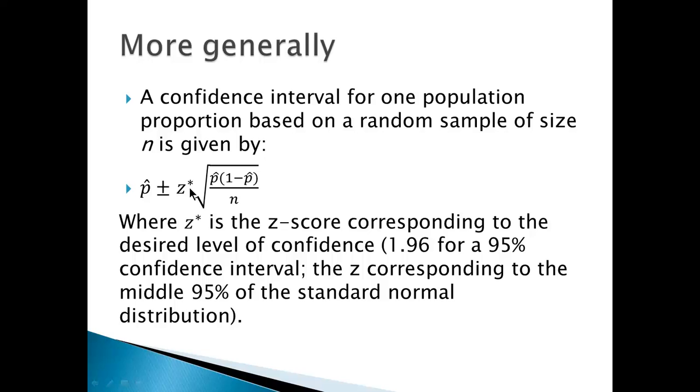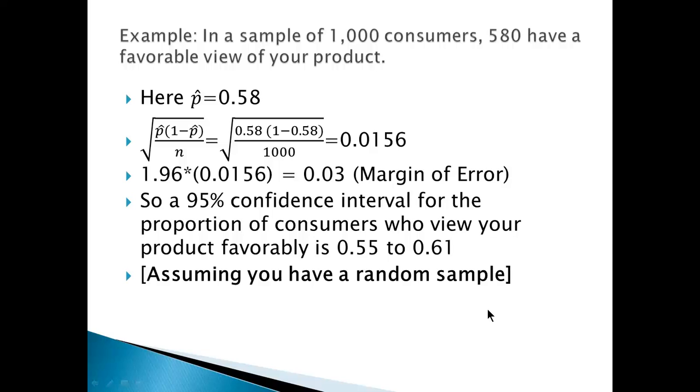So let's look at an example. In a sample of 1,000 consumers, you find that 580 have a favorable view of your product, so p hat is 0.58, 580 divided by 1,000. So we calculate our estimate for the standard deviation. This is called the standard error, by the way, because it's estimating the standard deviation. Multiply it by 1.96 for the z star, get 0.03, that's called the margin of error. So you have a 95% confidence interval for the proportion of consumers who view your product favorably: 0.58 plus and minus 0.03, plus and minus your margin of error.